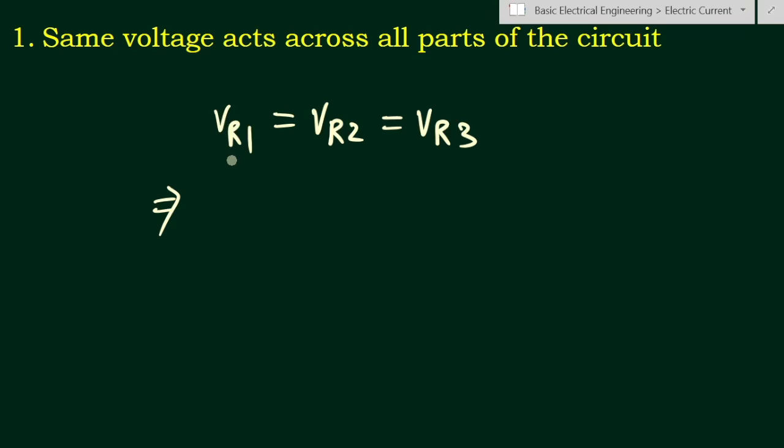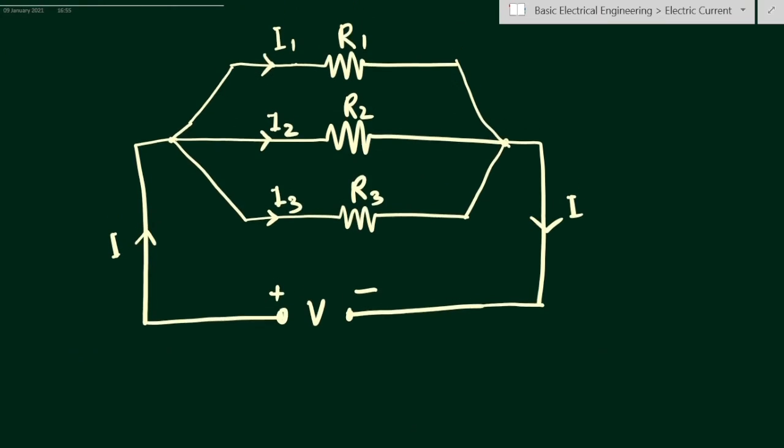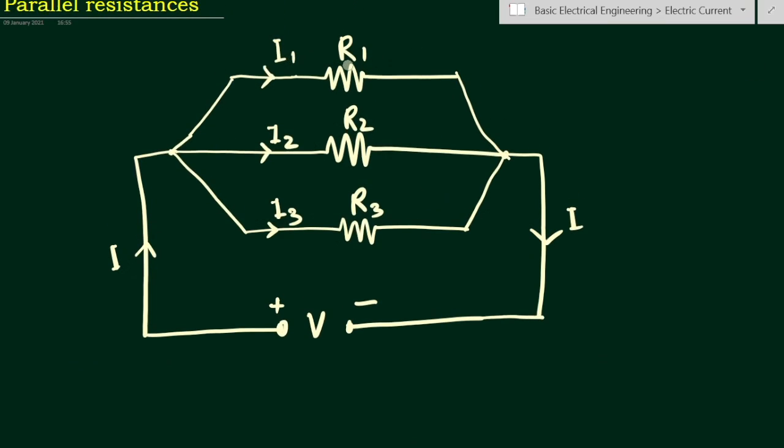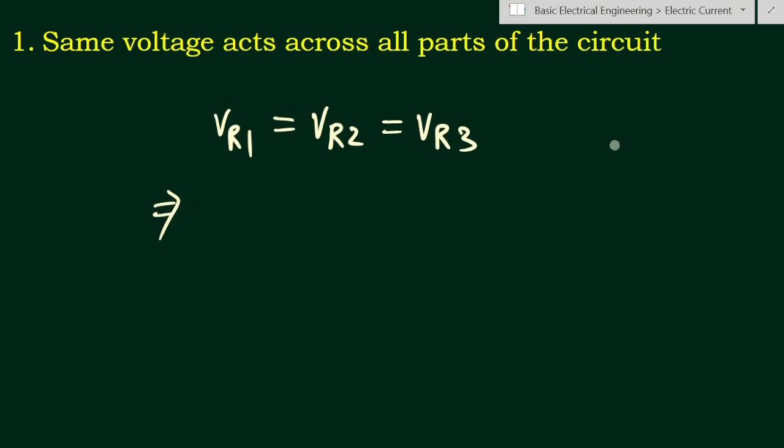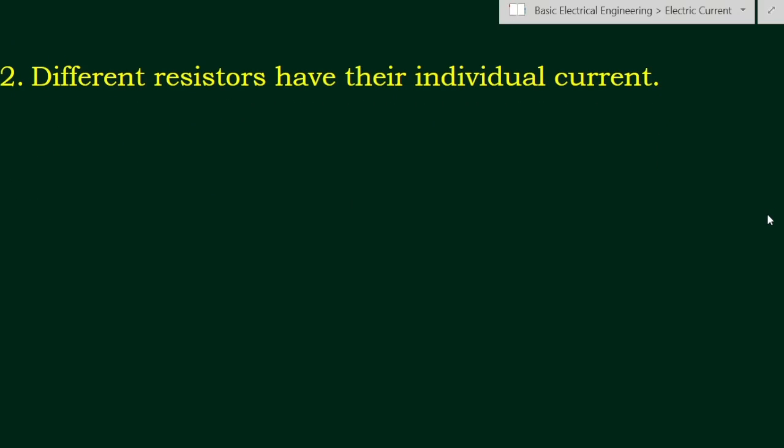So using Ohm's law, what will be the voltage across this R1? It will be I1 R1 using Ohm's law. So we can write I1 R1 equal to I2 R2, where I2 is the current through the resistor R2, equal to I3 R3. So these values, that means the voltages across all parts of the circuit, will be the same. So this is the first characteristic.